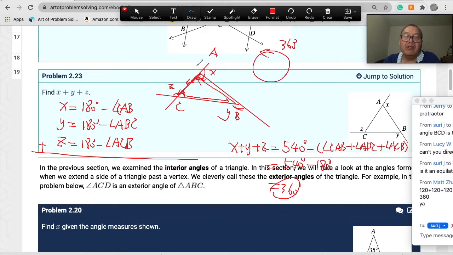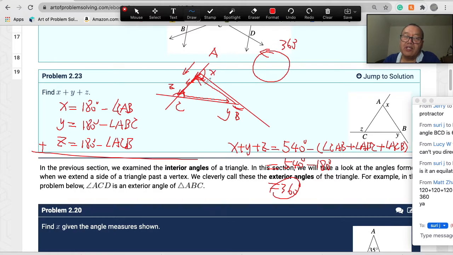Suppose you face this direction here at the beginning. When you walk along this triangle and go back to A, you return to facing this direction. So in this process, you made a 360 degree turn.